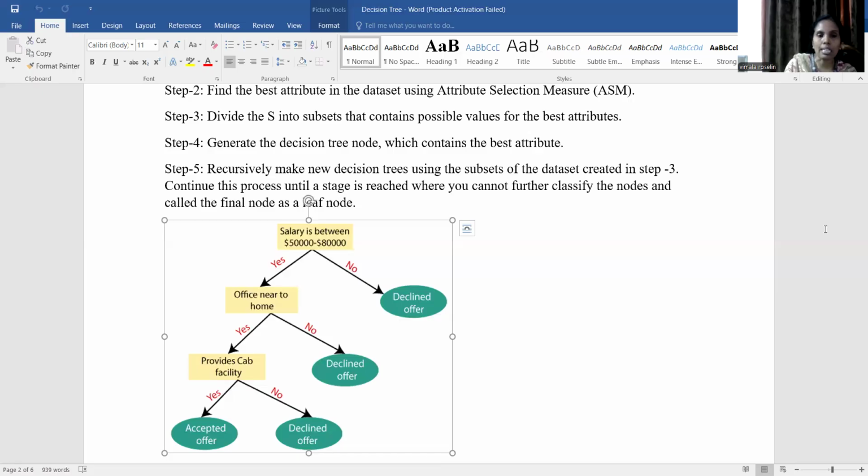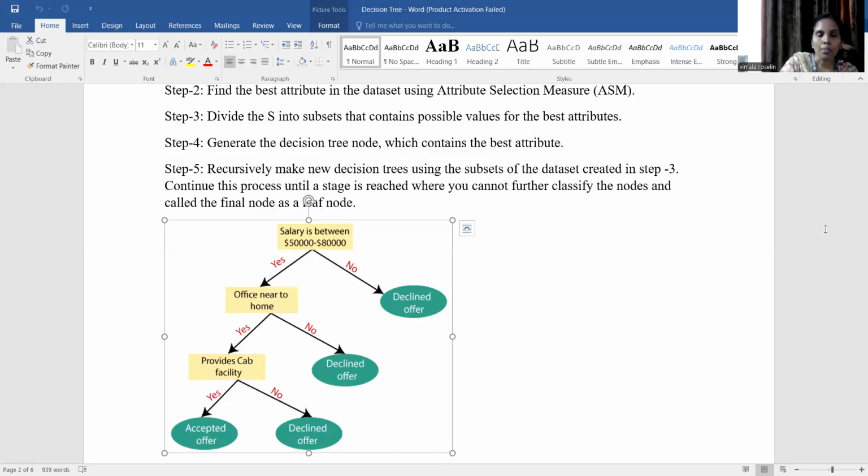So in this example, salary is the root node. Once they get the job, after that they have to decide whether the salary is good or enough or not. So yes or no, two subtrees. After that, they check whether the office is near to the home. Then again, one more condition: the office provides the cab facility or not. So if everything is yes, they will accept the offer, or otherwise they will decline the offer. This is the condition. This is the decision tree.